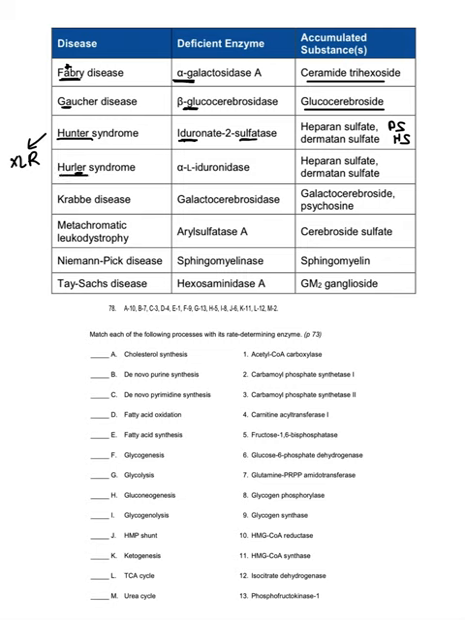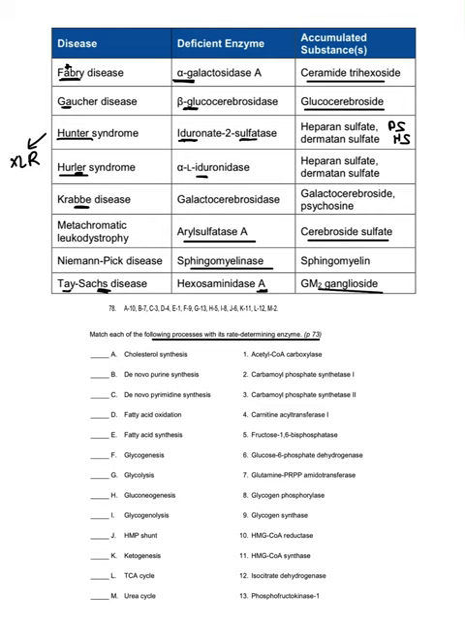Hurler, if you remember, was type 1, the L one. That is L-iduronidase. Then Krabbe is galactocerebrosidase. Then metachromatic leukodystrophy is arylsulfatase A. Niemann-Pick was sphingomyelinase, and Tay-Sachs was hexosaminidase A, with GM2 ganglioside accumulation. Basically these are all the rate limiting enzymes. You need to match them.